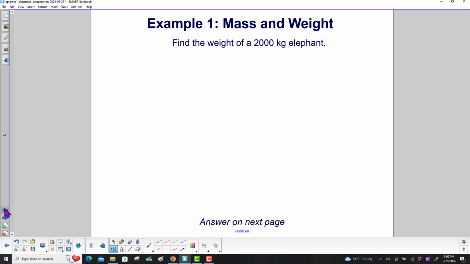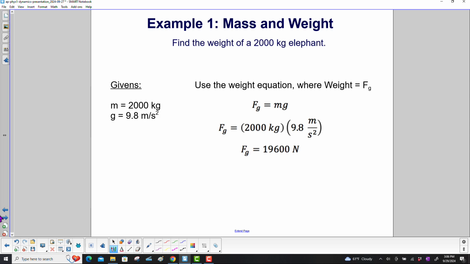Example 1. Find the weight of a 2,000 kilogram elephant. We have our givens. The mass is 2,000 kilograms, and they didn't give us acceleration, but g is 9.8 meters per second squared. Use the weight equation, where weight, F sub g, is mg. Here's the mass, here's g, and the force of gravity is 19,600 newtons.